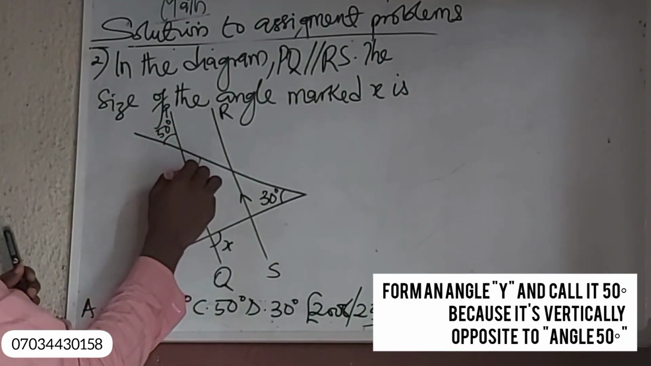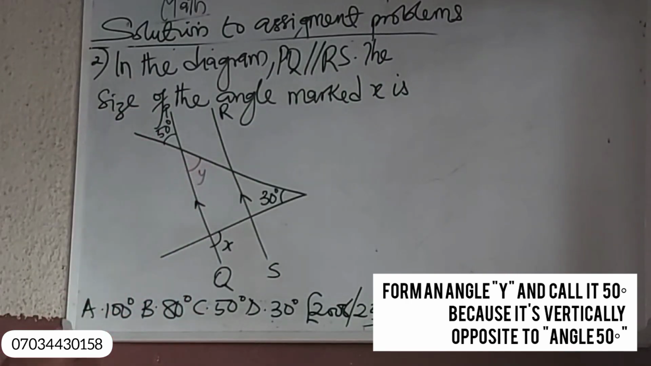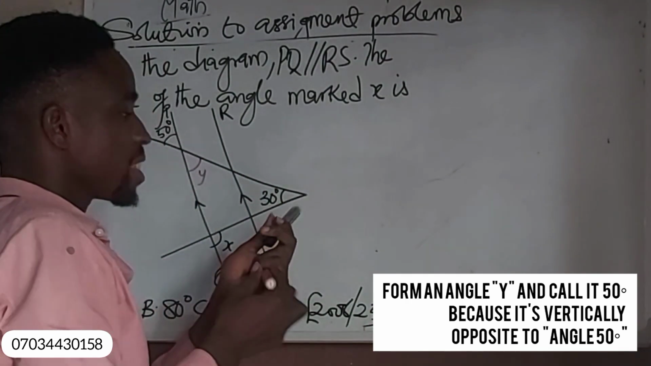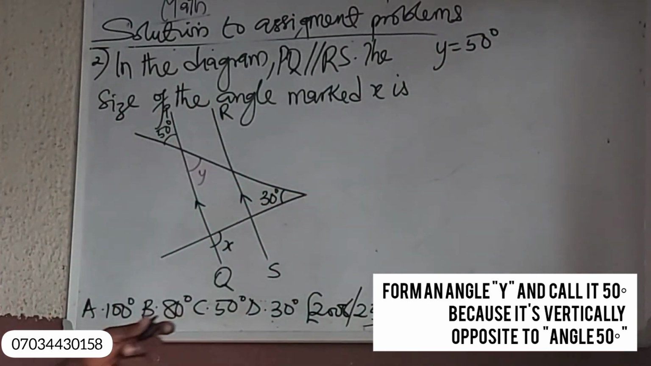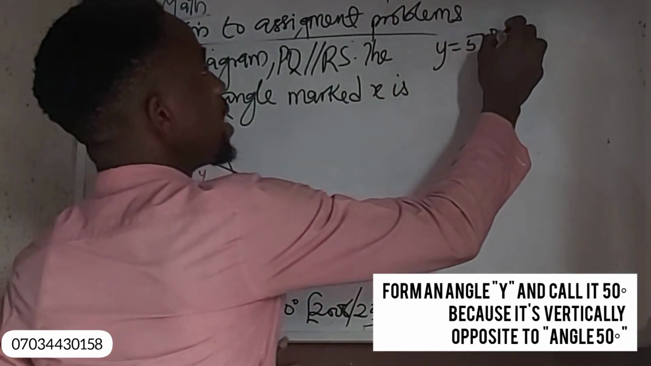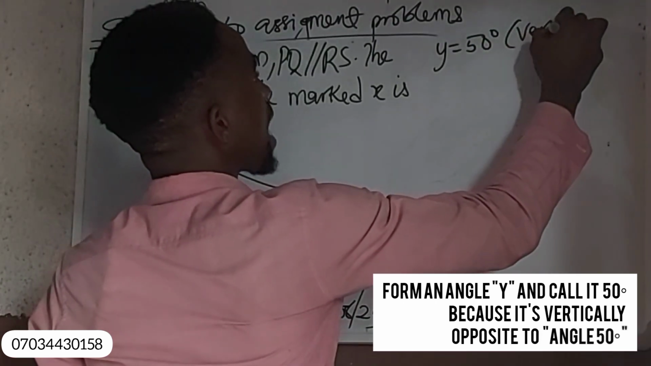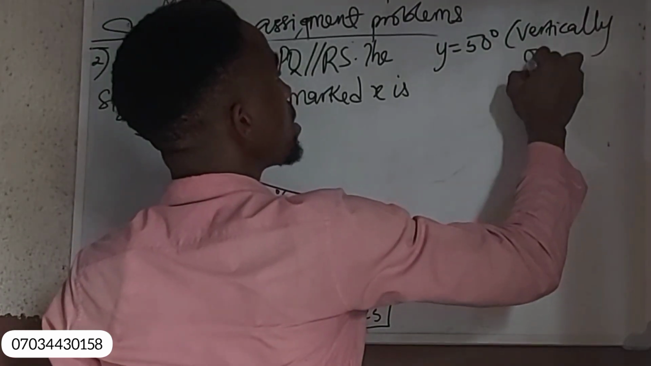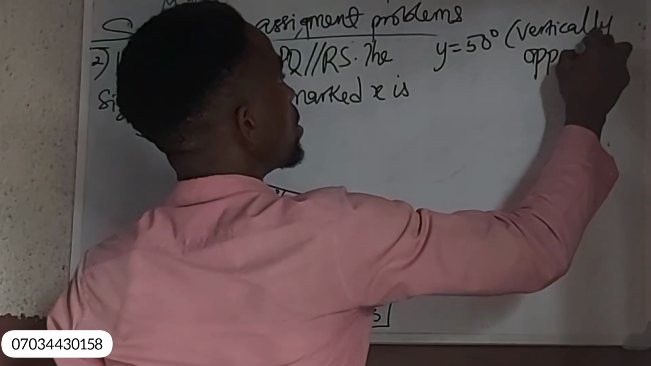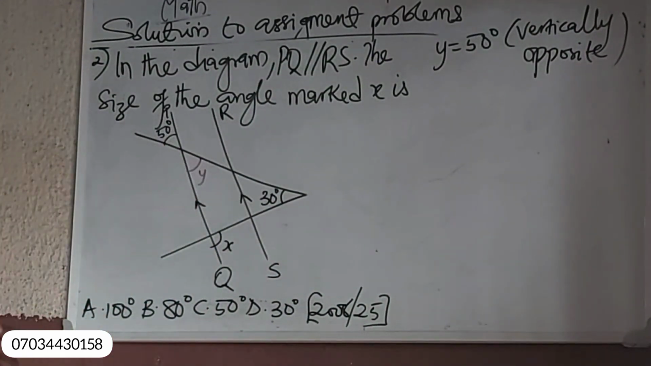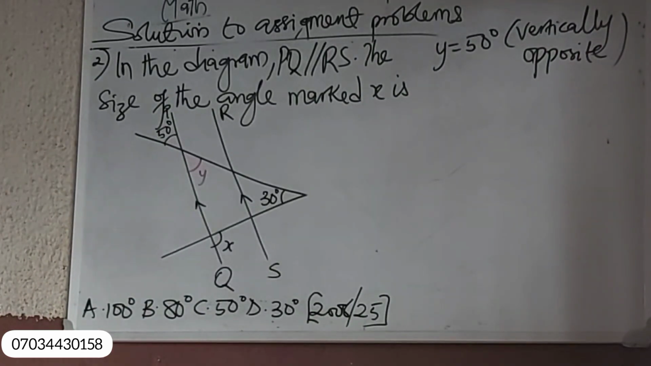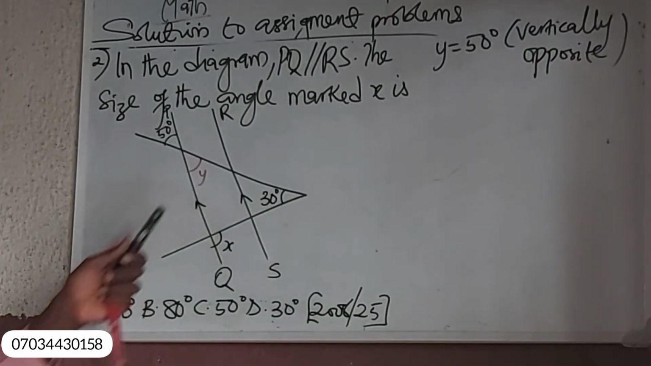So if I call this y, I can say that y is 50 degrees. Why is the reason I say that? Because they are vertically opposite angles. You can see the two lines cross each other. This one and this one are also vertically opposite angles. Okay, so that's how we have found the value of y.